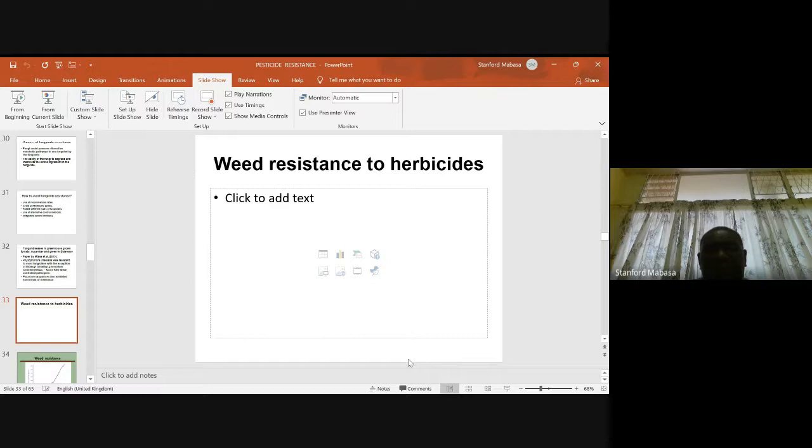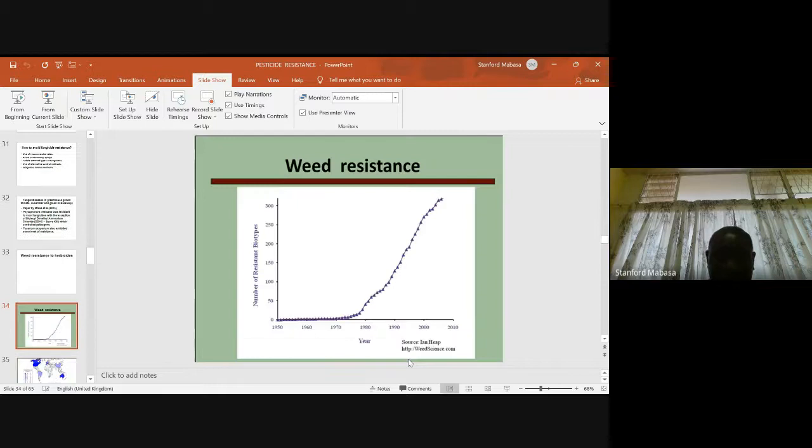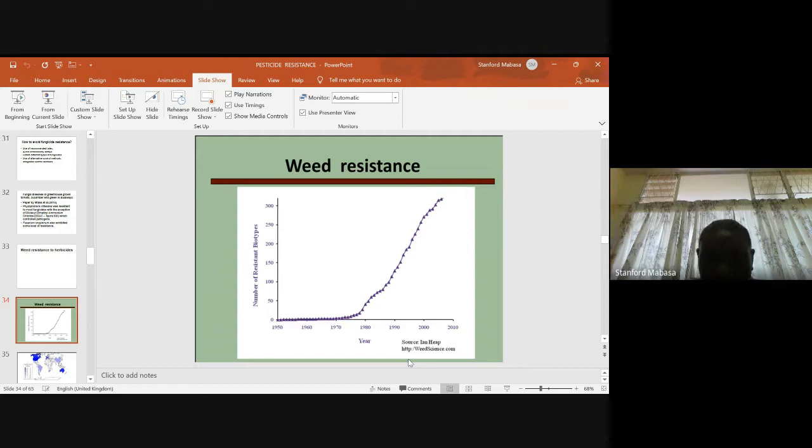Now let us move on to talk about weed resistance to herbicides. Again, I will mention here before we go into details that in Zimbabwe we have not observed weed resistance to herbicides. By that I mean that if you apply the recommended rates, they fail to control weeds. However, worldwide, we have seen the reports of weed resistance actually rising.